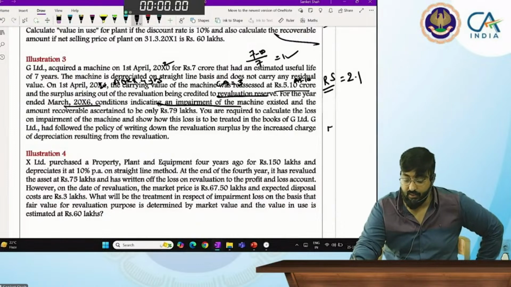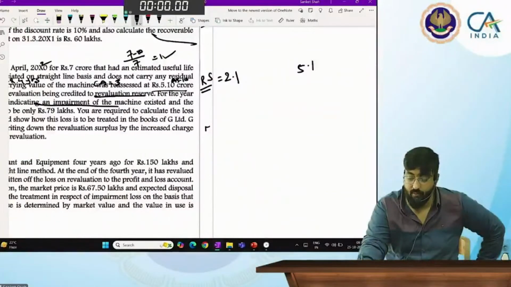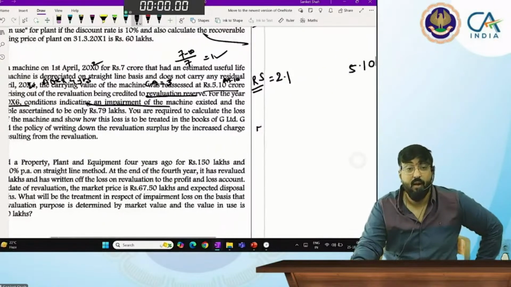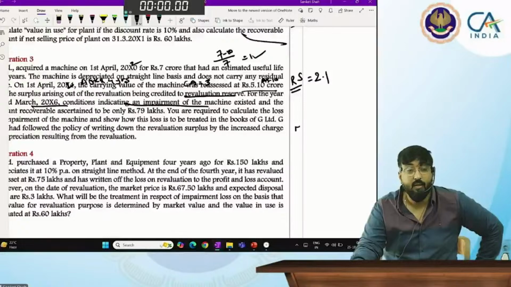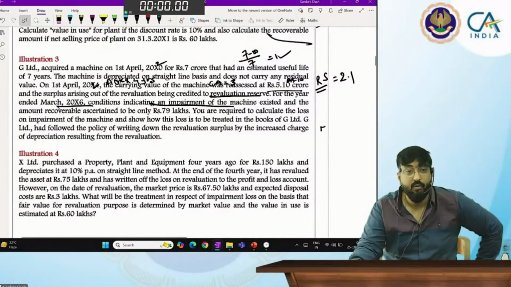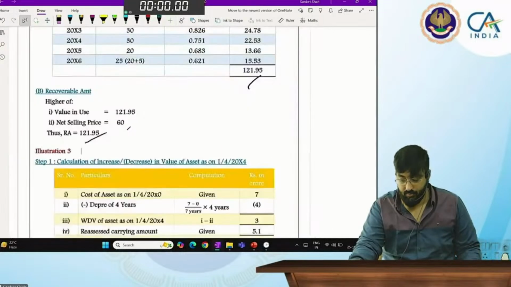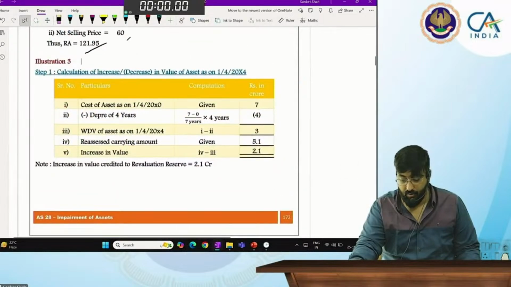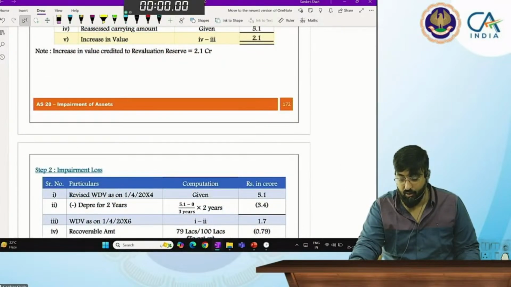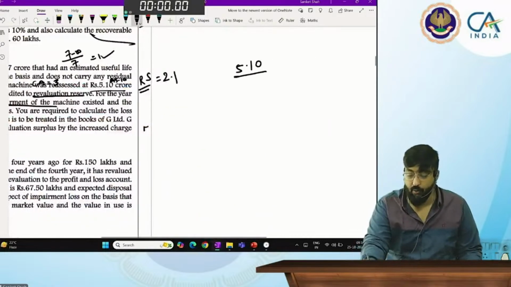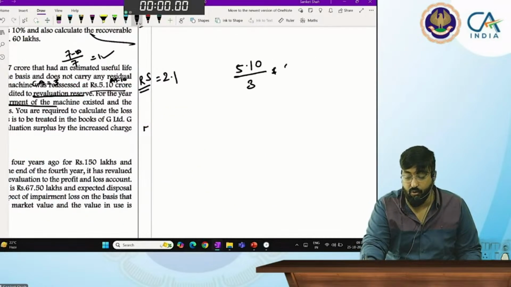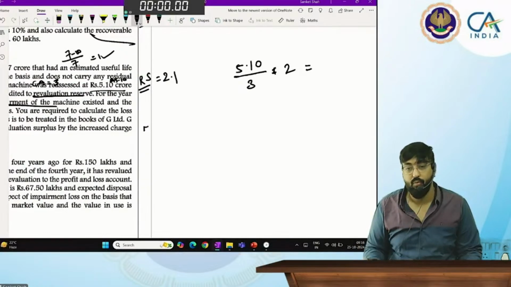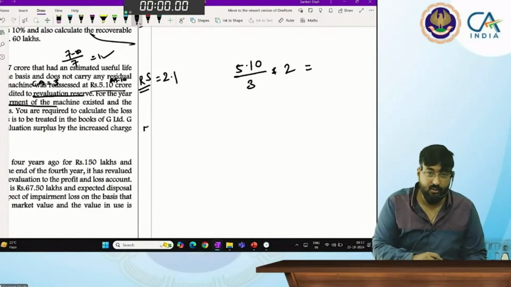Now see your asset is showing 5.1. Revised carrying amount. And after how many years beta? 26 means 24, 2 years, by 25, 26. सो डेप्रिसिएशन अभी आपका 5.1 डिवाइड बाय 3 into 2, 3.4. So your depreciation is 3.4.